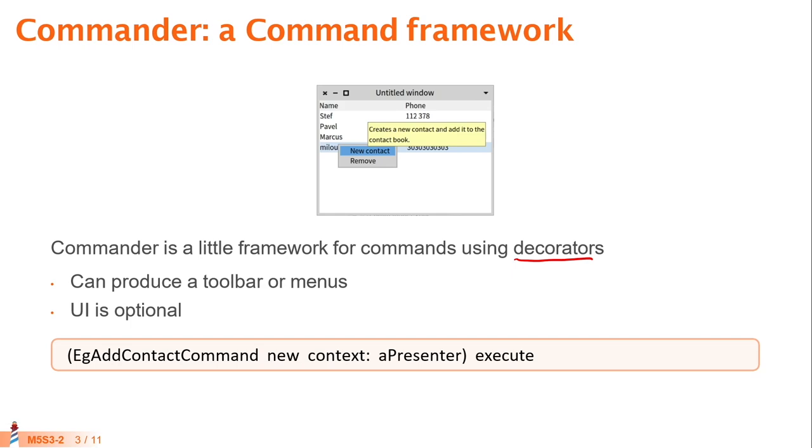As we can see, we will represent, as it says in command, our operations with objects. In this case, we are going to create a new object of the class add contact. In this simple example where we have a phone book, we are going to create two operations where we can add a new contact or remove it. And basically what we are going to do is create a new command of this class.